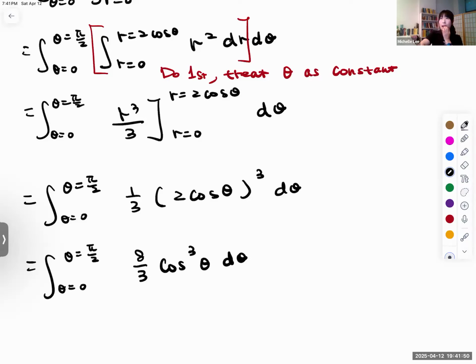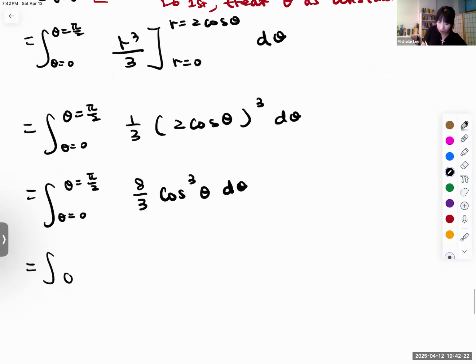Okay, now we're done, right? All right, so next one, we want to integrate with respect to theta, right? But then we cannot do that, this one. So we have to do a little work. Okay, so what is the easy way we can integrate?